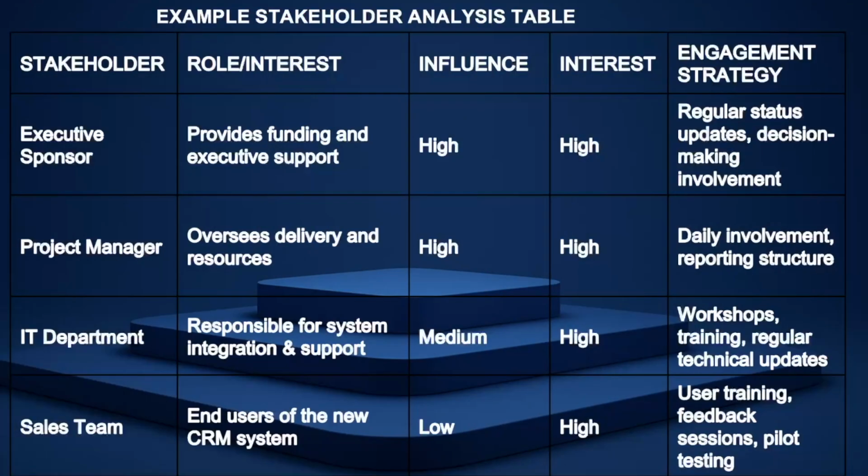Now, this is the table of the stakeholder analysis, which shows the stakeholders, which could be the sponsor, project manager, IT department, and sales team. It also shows the role and interest, influence, interest, and engagement strategy. An example, the project manager's role and interest is to oversee delivery and resources. The influence is measured high, medium, low. As you can see, it's high here, and the interest is quite high as well. And the engagement strategy for the project manager will be daily involvement and a reporting structure.